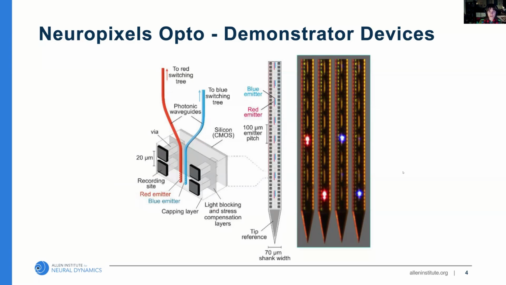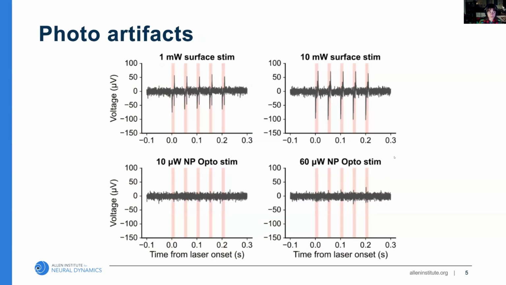And because of the relatively low power of these emission sites and the fact, as Carolina showed, that the light is directed away from the recording sites, the photoelectric artifacts that we see from these probes are pretty minimal, especially compared to surface stimulation that would be needed to drive the same sorts of responses.